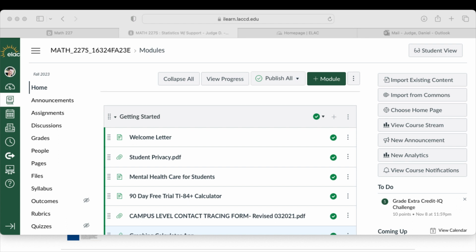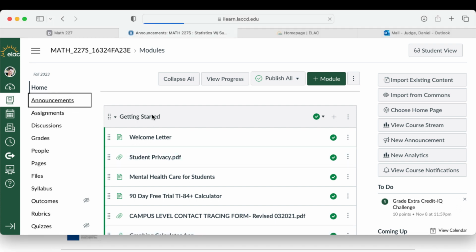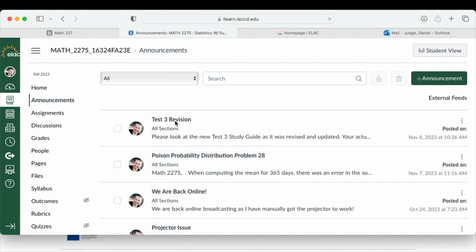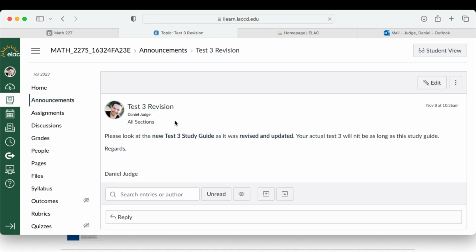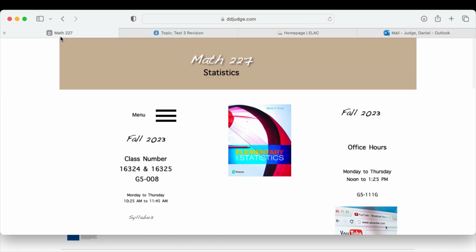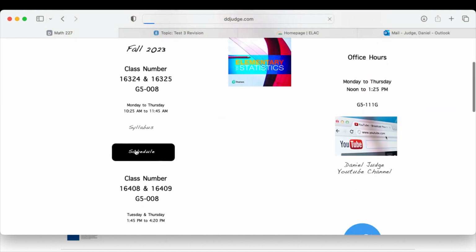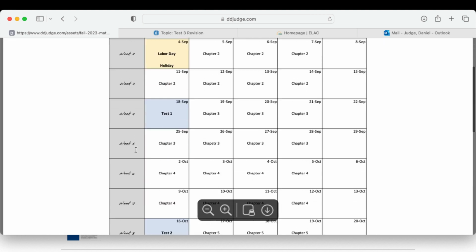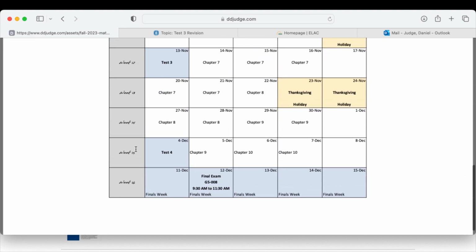All right, ladies and gentlemen, let me remind you that I sent you an additional draft of your Test 3 study guide. It was revised and updated, so please look it over so that you're completely informed and aware of what you'll have on your Test 3 on Monday. What's the date on Monday? Yes, I believe it's the 13th for Test number 3, ladies and gentlemen.